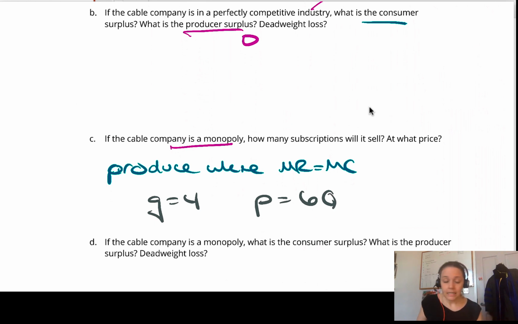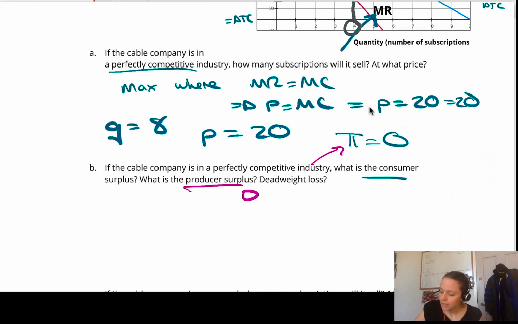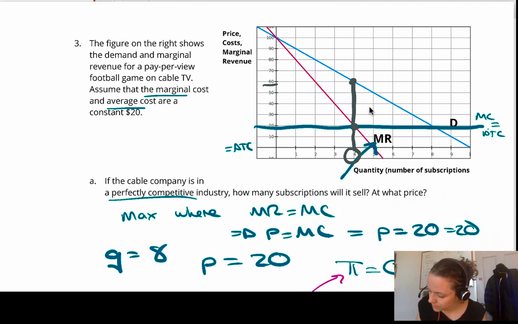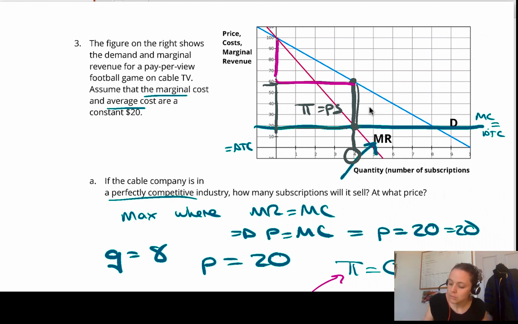And I can even calculate my profits. I'm not going to do the math right here, but you can see that the profits are the difference between the ATC and the price, times the quantity. So it's this. This is the profits. These profits are equal to the producer surplus. So where's the consumer surplus? The consumer surplus, relative to what we had before, is much smaller. It's still there, but it's much smaller than in a perfectly competitive market. And that's partially because the monopolist is able to seize some of that surplus.